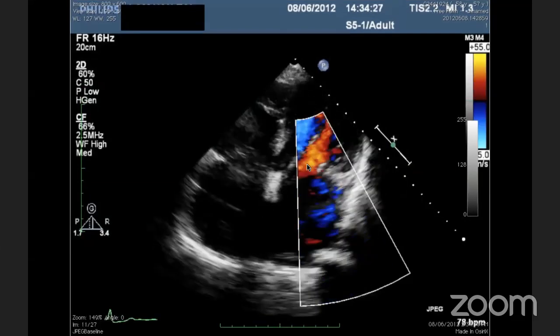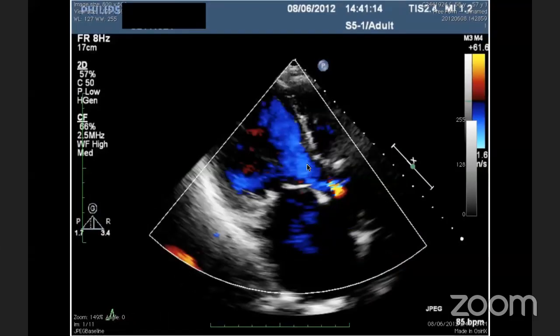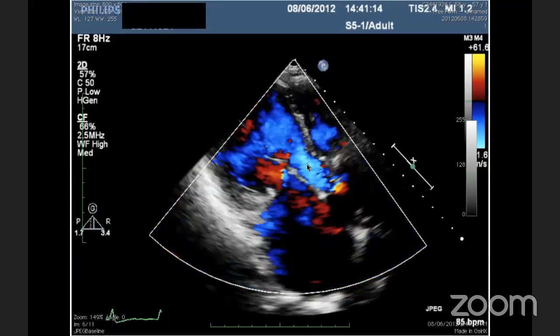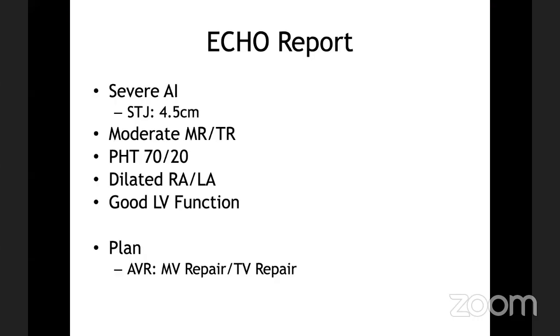Okay, so he's also got some mitral regurgitation, probably functional. And he's also got some tricuspid regurgitation, probably functional. So this is the echo report that we got on him. In terms of size, ST junction 4.5, severe AI, moderate MR and TR, pulmonary hypertension, dilated atrium, good LV function. So the operative plan for him was to go and replace his aortic valve and some sort of intervention on the mitral or the tricuspid.